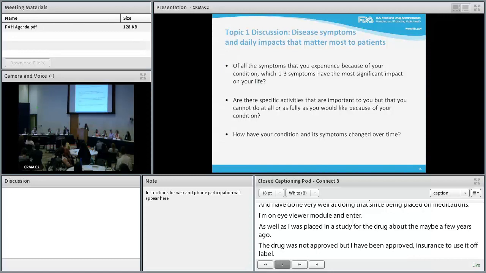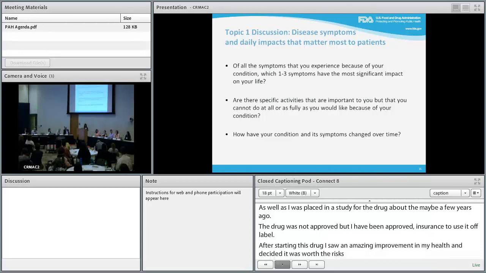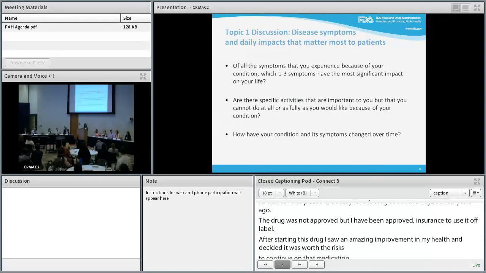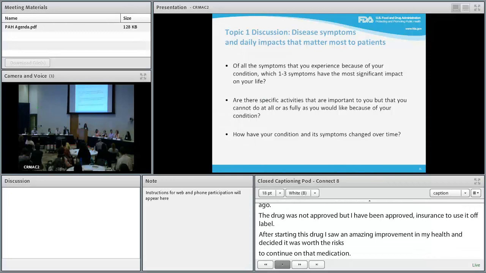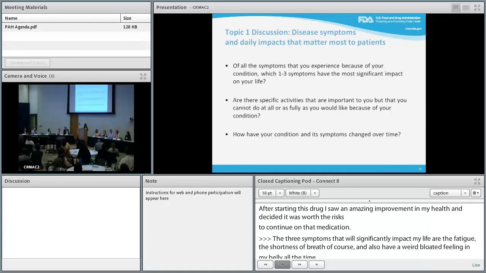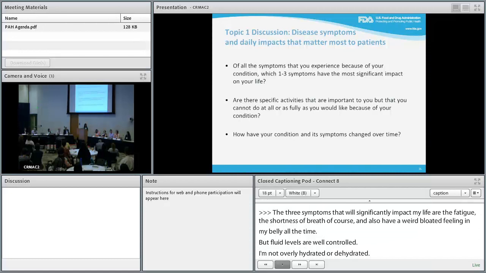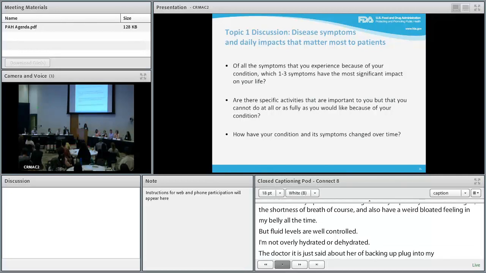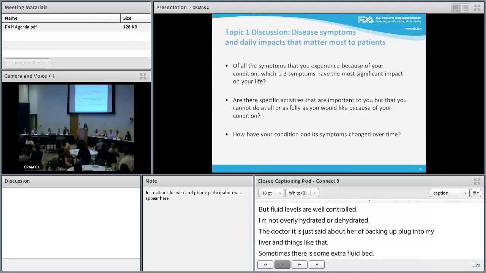The 3 symptoms that most significantly impact my life are the fatigue, the shortness of breath, of course, and I also have a weird bloaty feeling in my belly all the time. My fluid levels are well controlled. I am not overly hydrated or dehydrated. The doctor said it's just a matter of backing up blood into my liver, things like that. Sometimes there is some extra fluid there. And just going out to dinner with my family is sometimes not an enjoyable experience because just eating and getting that full feeling in your belly makes it hard to breathe.